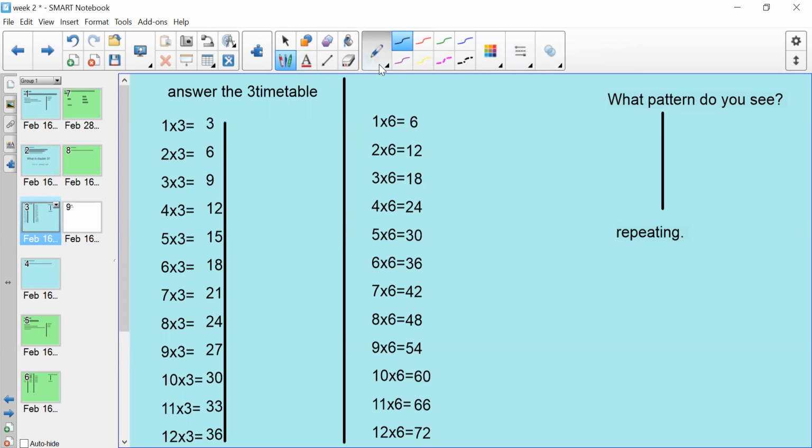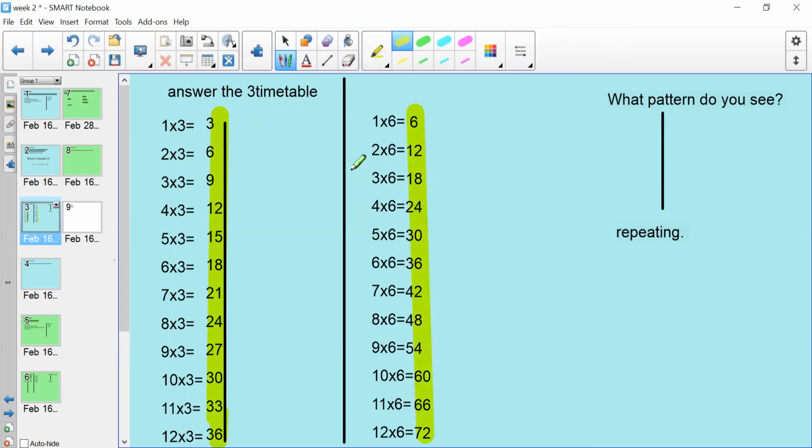Okay, so there might be a few patterns that you've looked at. So the first pattern is that obviously with the 3 times table, we're counting in 3s. So we've got 3, 6, 9, 12, and it keeps going in multiples of 3. And obviously with the 6 times table, we're counting in multiples of 6.